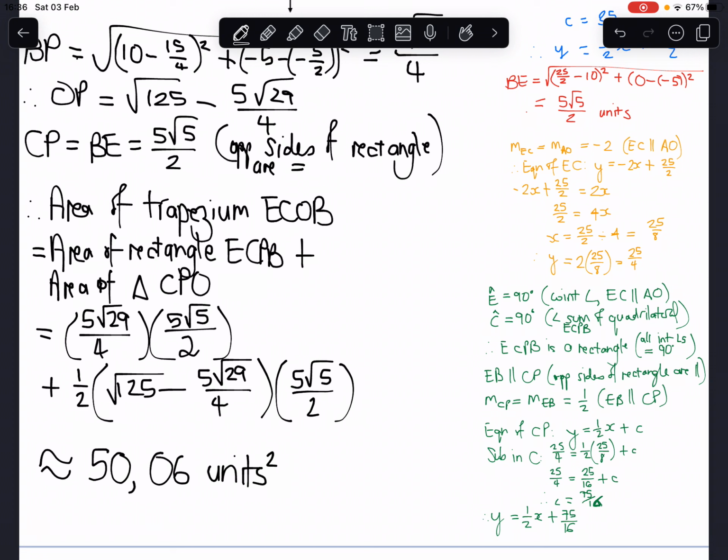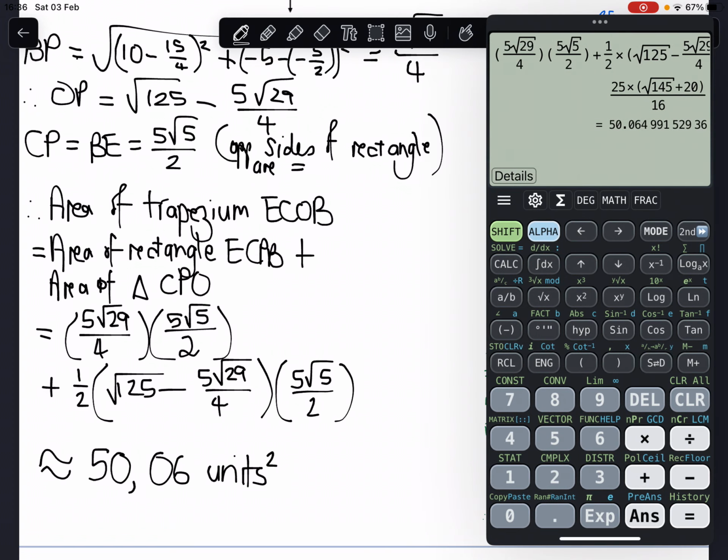50,8. I'm on 50,06. First of all, I just want to see that I rounded correctly. Second of all, I just want to make sure that I punched in all my numbers correctly. Okay, so 5 root 29 over 4, 5 root 5 over 2, a half times root 125 minus 5 root 29 over 4 times 5 root 5 over 2. Okay, so very sadly, I have punched my numbers incorrectly.